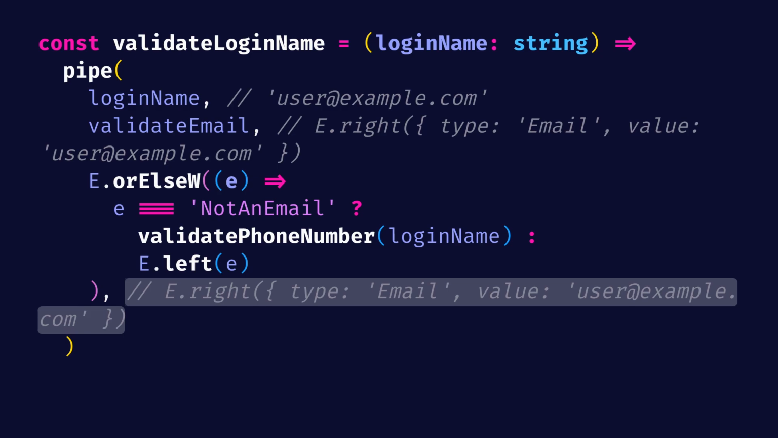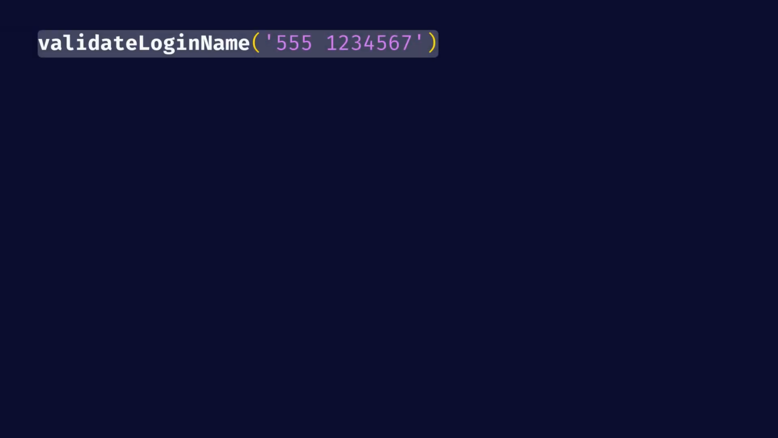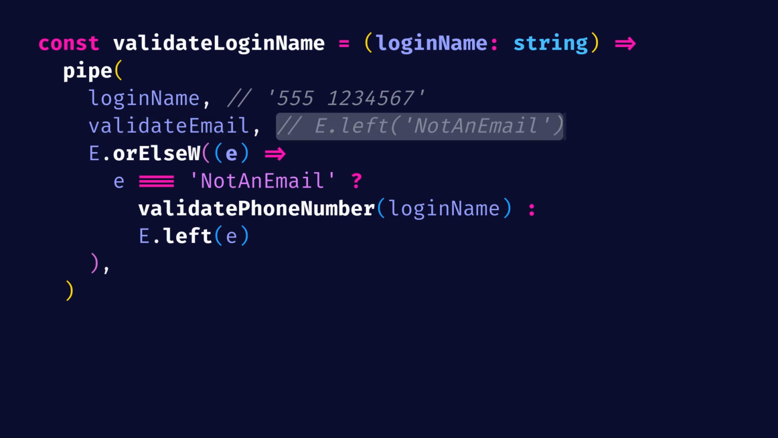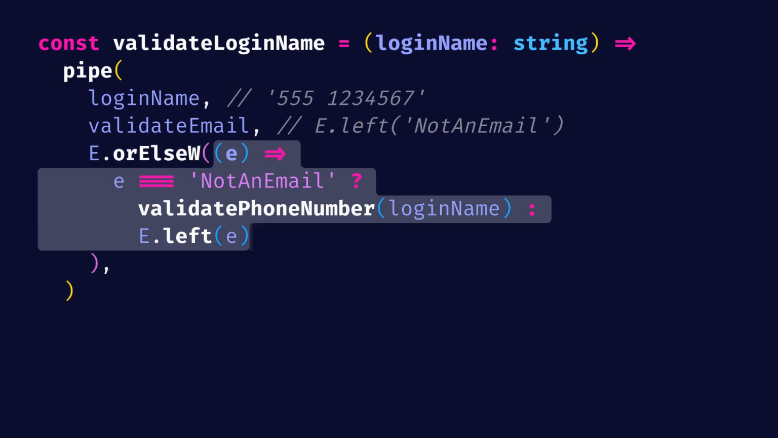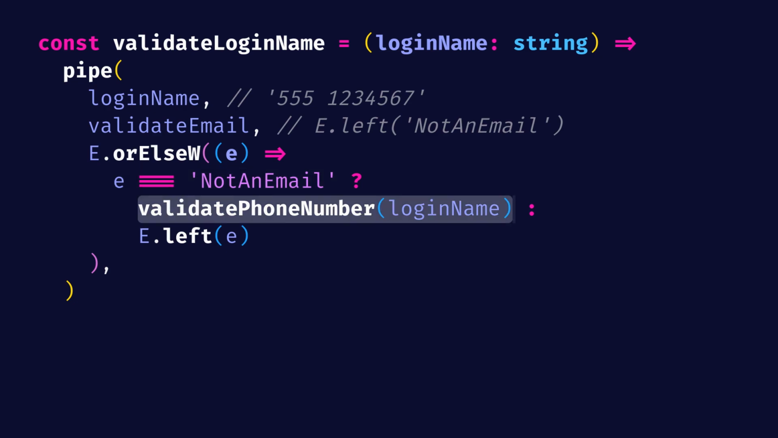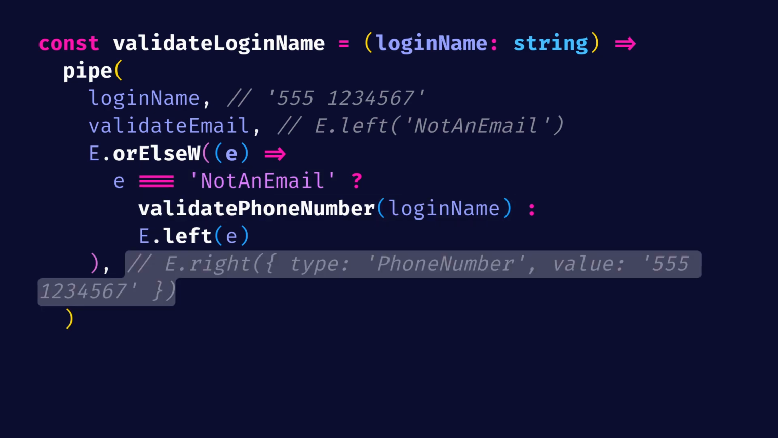Let's also see what happens when we call validateLoginName with a valid phone number. So we pipe loginName into validateEmail. Since it does not represent an email, we get back a left with a not an email error. Then we pipe that left into orElseW, which this time calls the fallback function. Since the error is equal to not an email, it calls validatePhoneNumber, which returns a right with a phone number object, since it received a valid phone number. And this is the final output of our function.